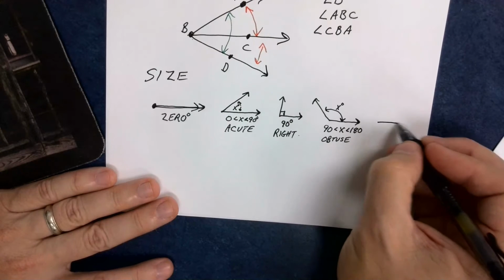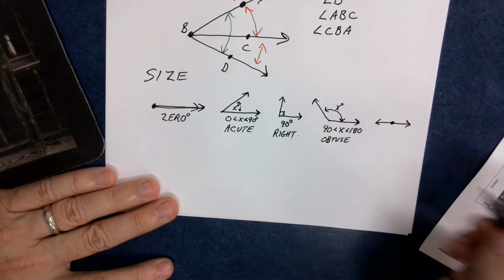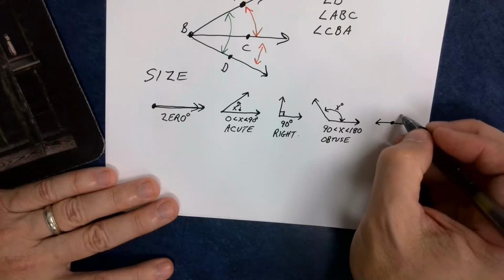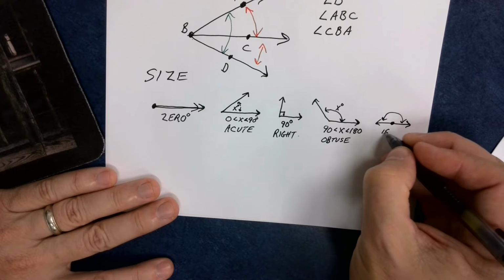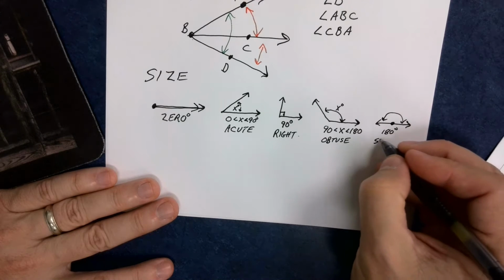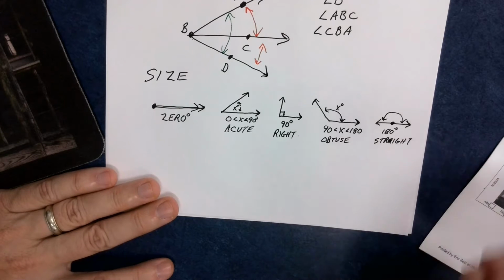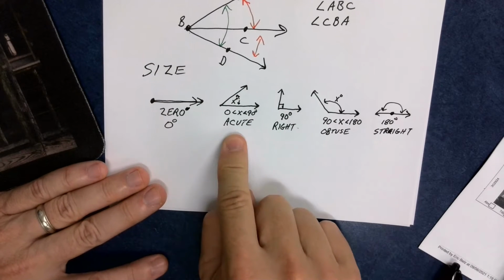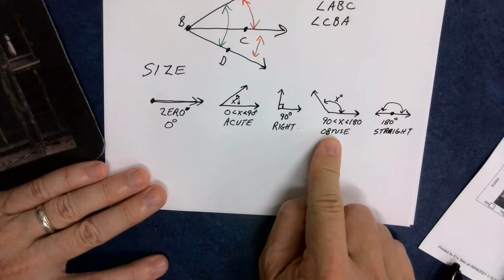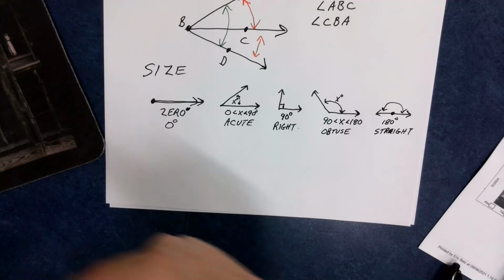And then the last thing, we talked about this earlier. What happens if you had two rays that go in opposite directions? So it's opened up all the way to here. That is exactly 180 degrees, and that's called a straight angle. S-T-R-A-I-G-H-T. Okay? So 0 degrees or a 0 angle, you can call that acute, right, obtuse, and straight. Good deal?